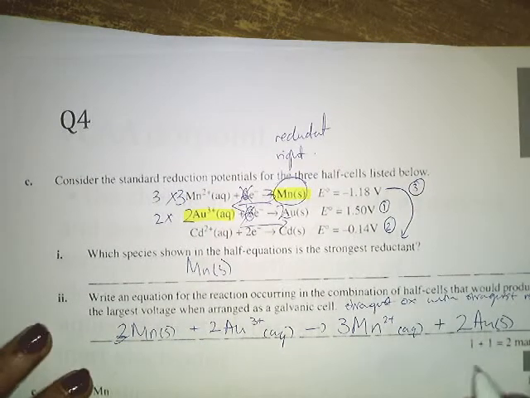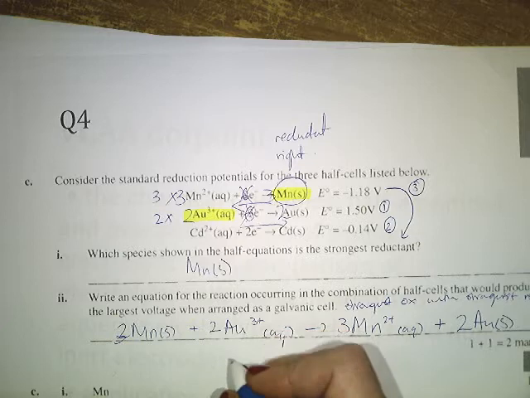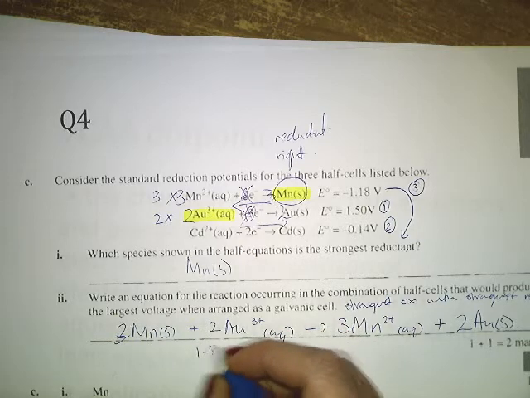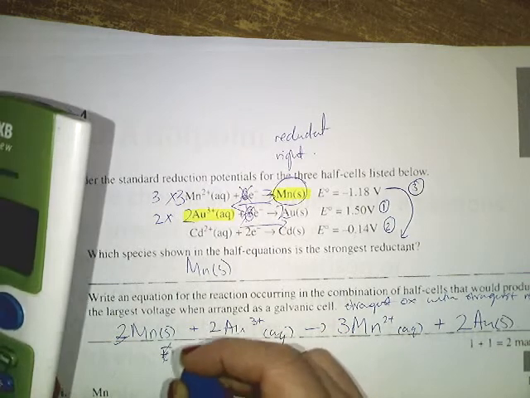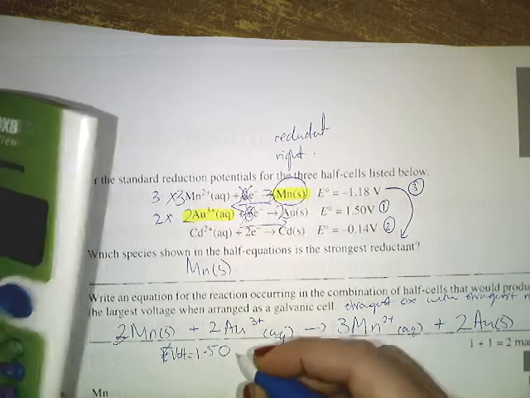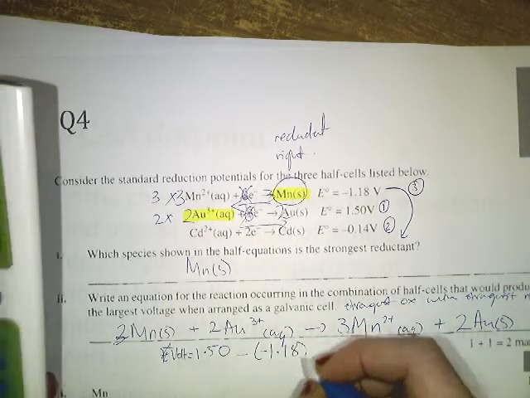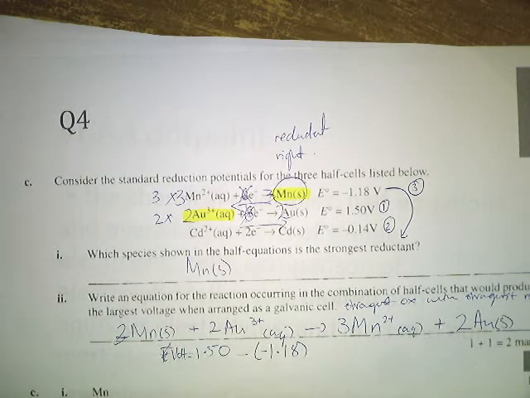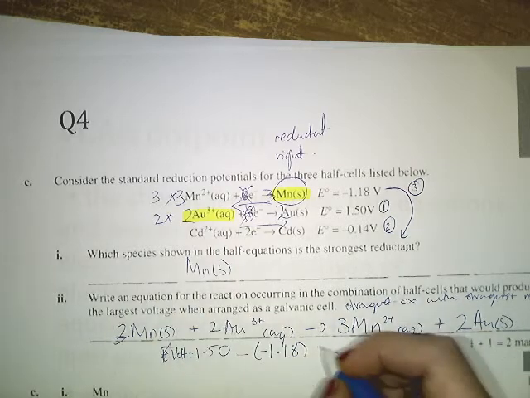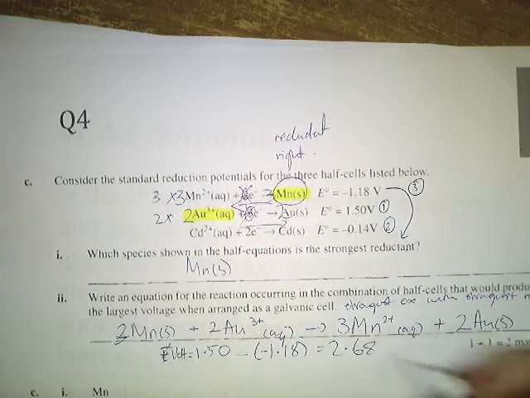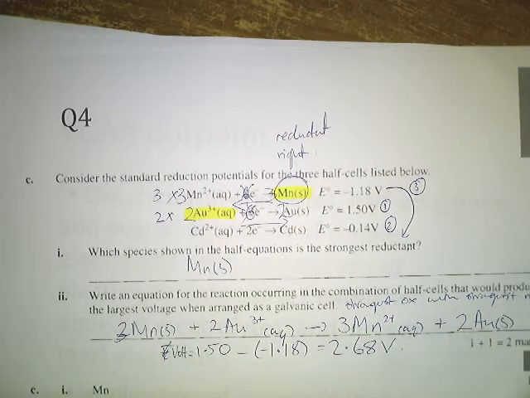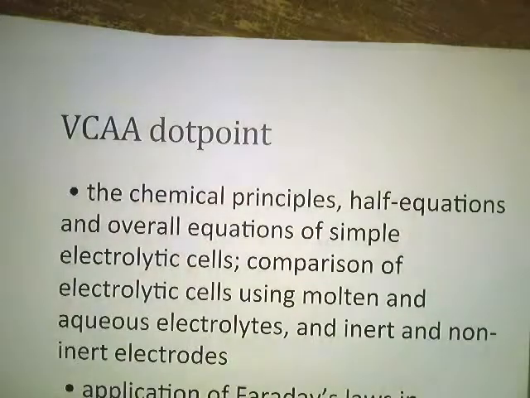Okay, let's just determine what that E0 value would be. So the highest E value is 1.50. So the voltage equals highest minus lowest, which is negative 1.18. So 1.50 minus negative 1.18 is 2.68 volts. That would be your E0 value. Okay, now I'm pretty sure that's all I was going to talk to you about galvanic cells.